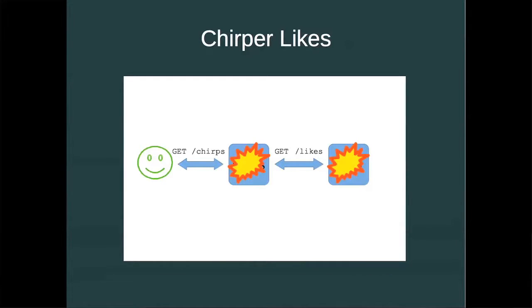So let's get rid of that synchronous communication pathway there, and we'll replace it with an asynchronous communication. What we're actually going to do is, every time somebody likes something, we'll send a count of likes for that chirp to the chirp service, and it can respond to that and store that count of likes for the chirp. So now when the like service goes down, the chirp service is still going to be able to respond to the requests coming into it.